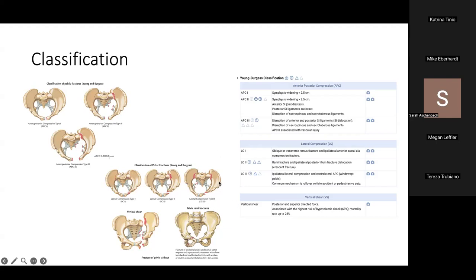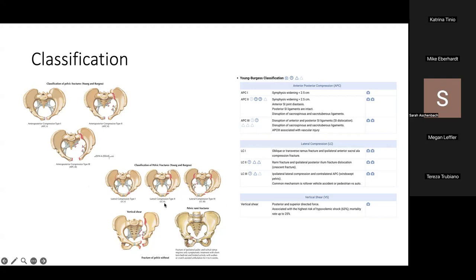Lateral compression is exactly what it sounds like. The compressive force is coming from the side. So it tends to be that people that fall down, like your elderly patients that fall down on their side, if they don't break their hip, sometimes they land directly on their pelvis, and that lateral force is what causes the injury.